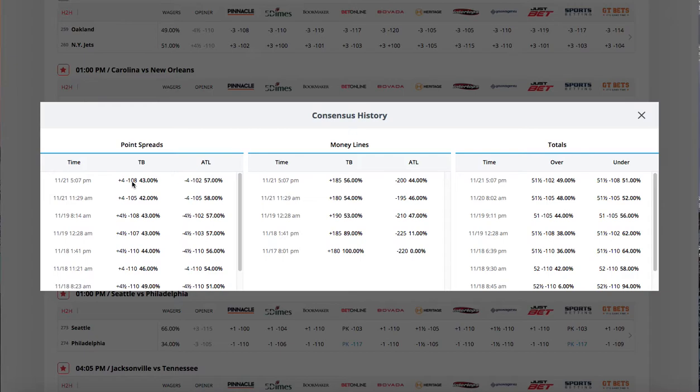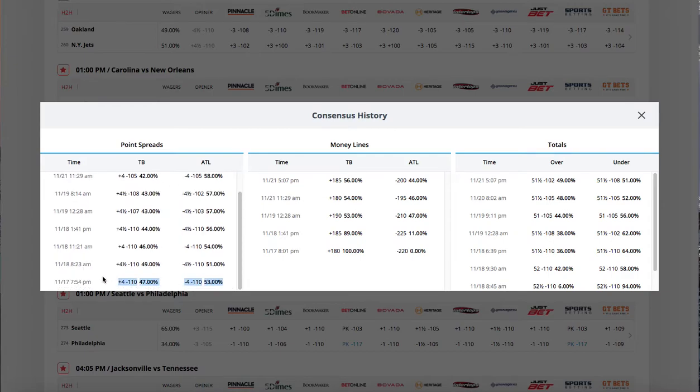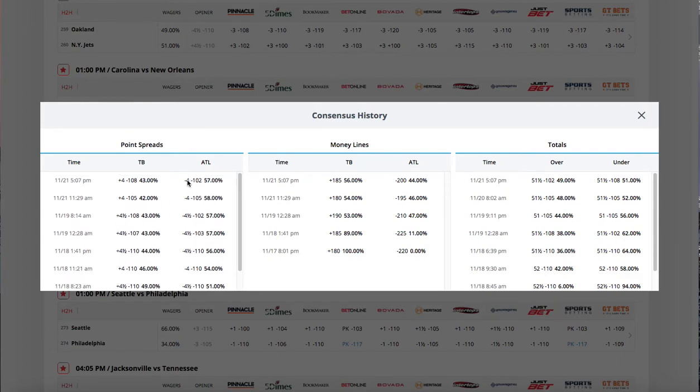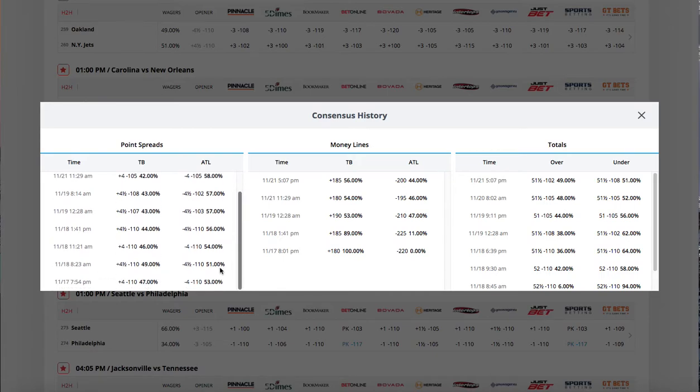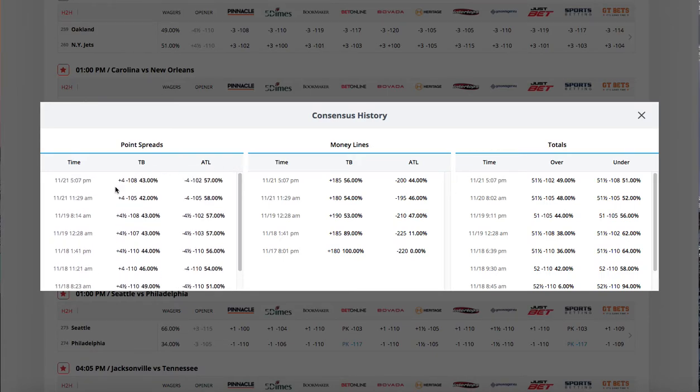So if I'm looking at this now, I can see here, okay, we got 53% of the tickets on Atlanta, 47% on Tampa Bay. Now look what happens. We've got 57% of the tickets on Atlanta, but 43% on Tampa. So what does that tell you? That tells you we got a lot of sharp money in here, because if the majority of the money and tickets were on Atlanta, this line should be minus 4.5, minus 5, right? But the line, since it opened, in essence, hasn't moved. It's still Tampa Bay plus 4.